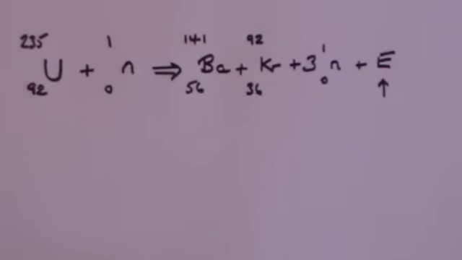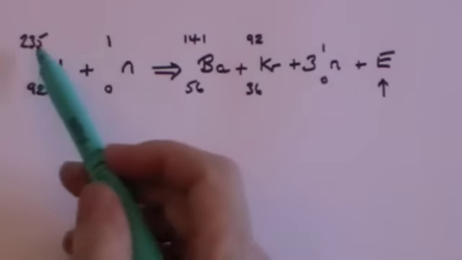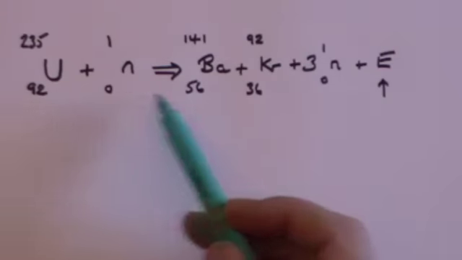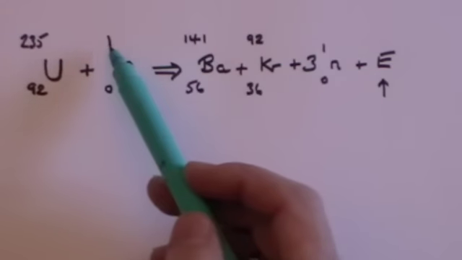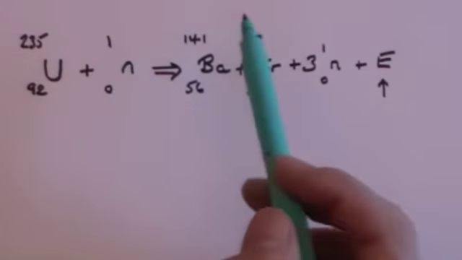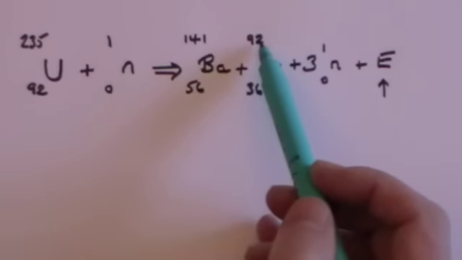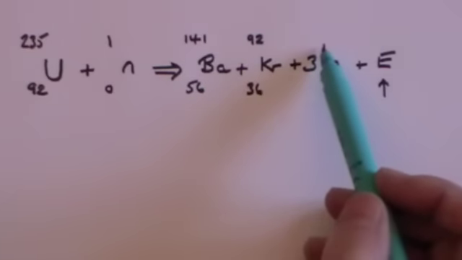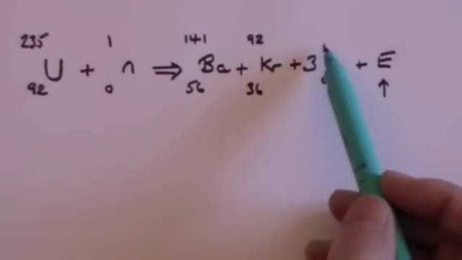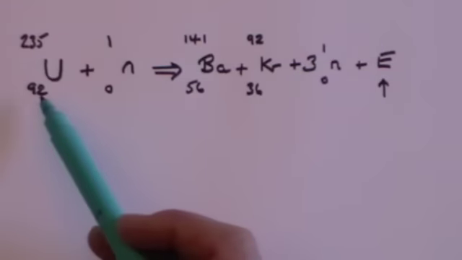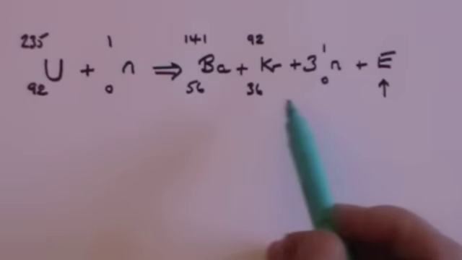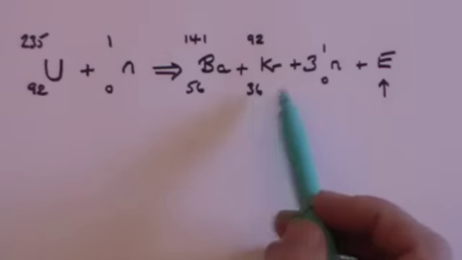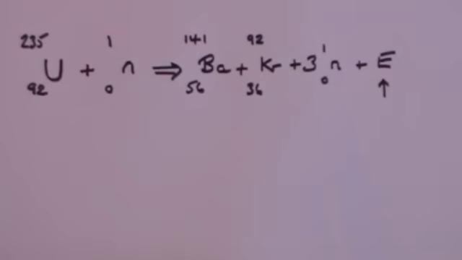I pause at this point just to point out that, as with the previous video, these equations have to balance. The numbers at the top have to balance, the numbers at the bottom have to balance. Let's just check. On this side we've got 235 plus 1 is 236. On the top we've got 141 plus 92 plus 3 lots of 1 comes to 236. Similarly, on the bottom we've got 92 plus 0 is 92. And on this side we've got 56 plus 36 plus 0 is 92.